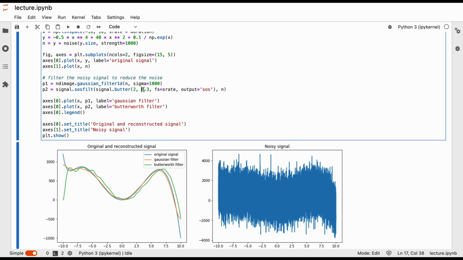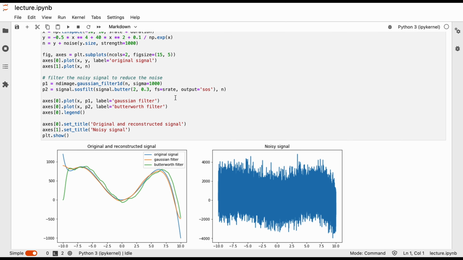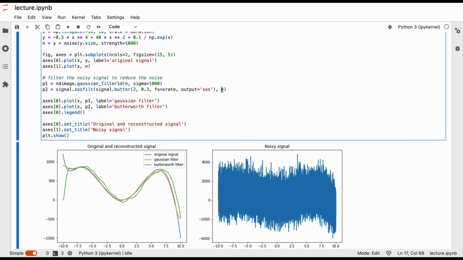And so in this second argument here, we can specify at which frequency this fading out should start. And the 2 in front here tells us how strong this fading out should be. So this filter will then fade out frequencies that are higher than 0.3. And this will then restore our original signal, because as we can see, the original signal has a very low frequency and the noise has a very high frequency. And we also have to specify the sample rate of our signal so that this threshold frequency makes sense.